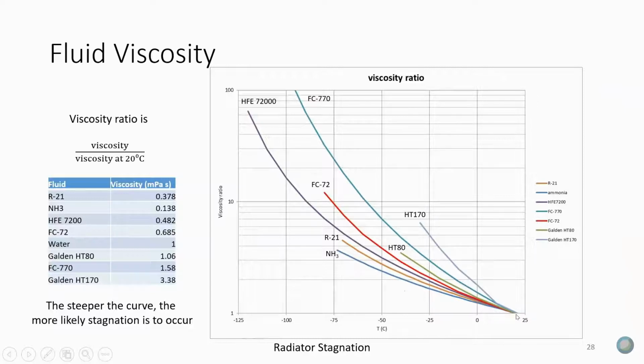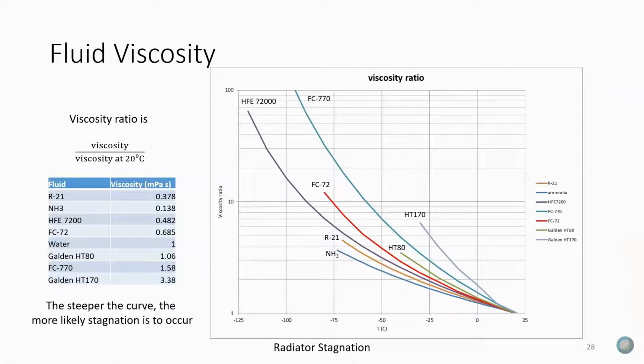Part of the thing I talked about early on was that you would like a nice flat viscosity curve. This is temperature versus the viscosity ratio. Viscosity ratio meaning the viscosity of the fluid over its viscosity at 20 centigrade. So you can see that ammonia goes up about a factor of 3 as it gets down close to its freezing point. For N21, about a factor of 4. Our HFE is going up about a factor of 8.